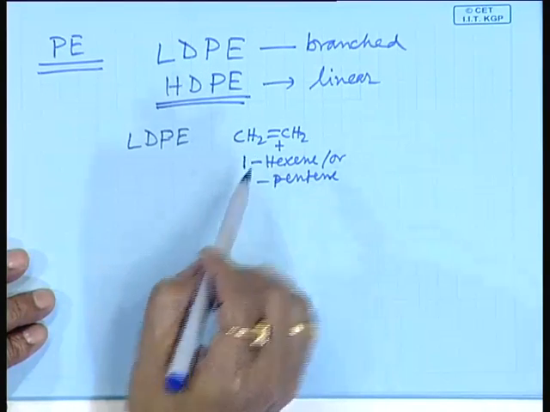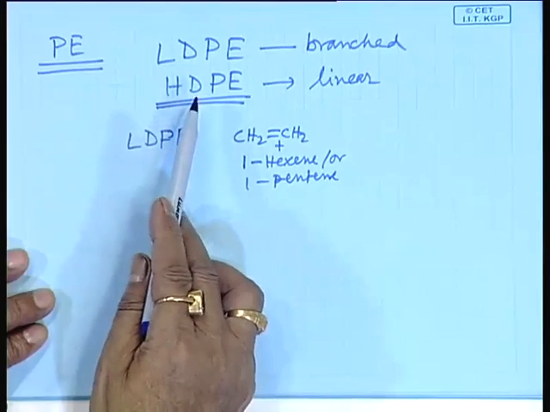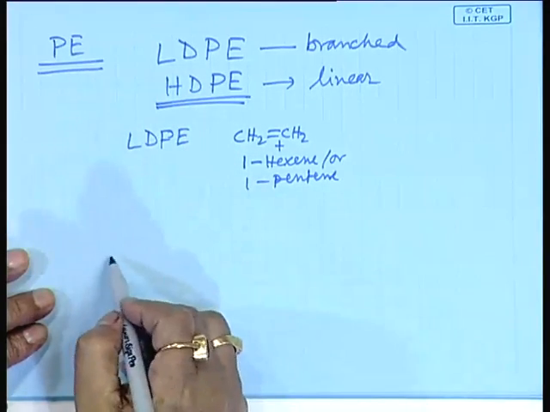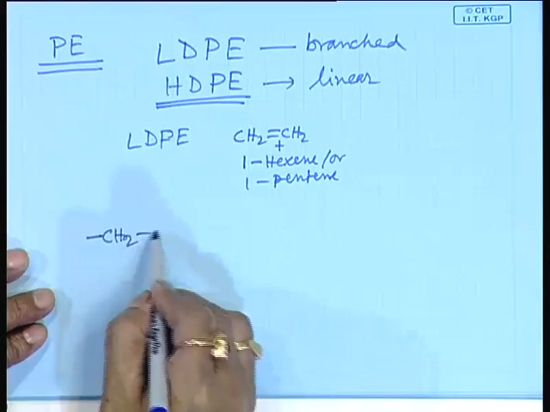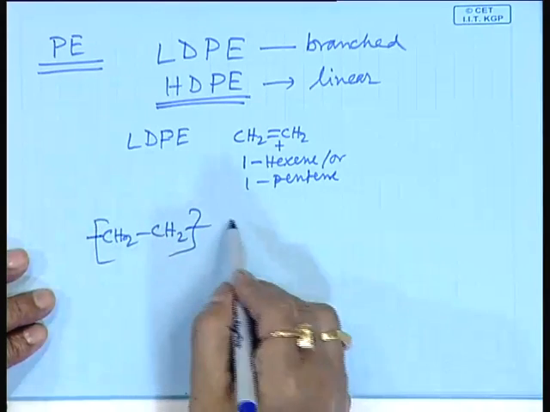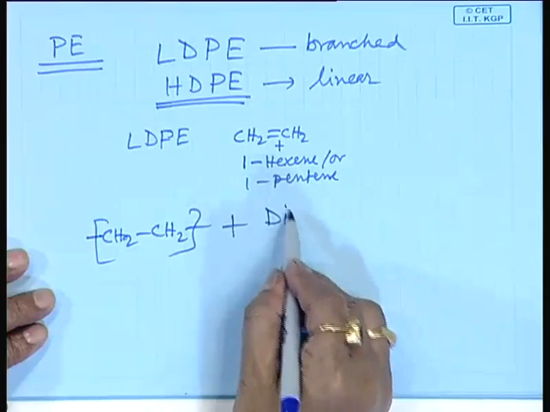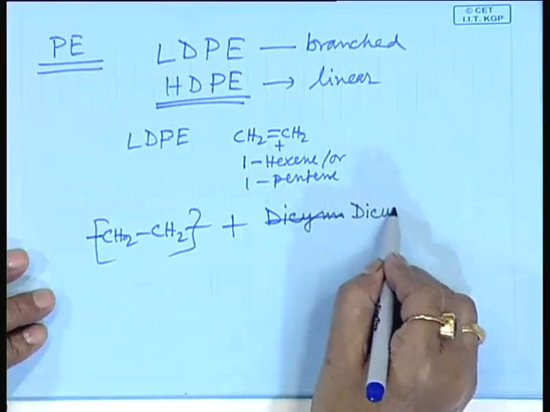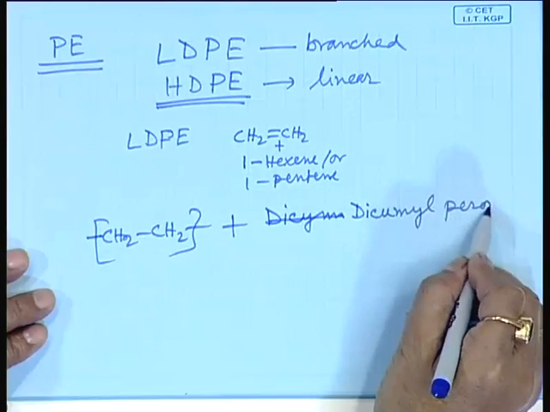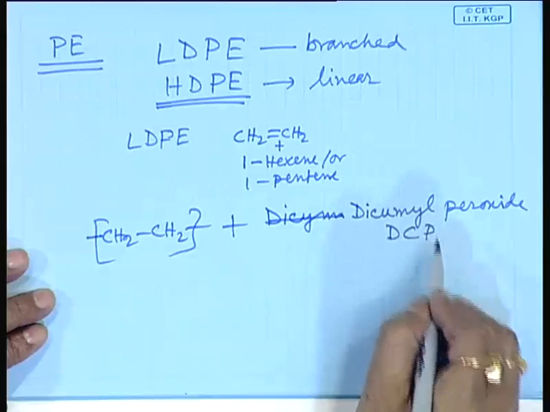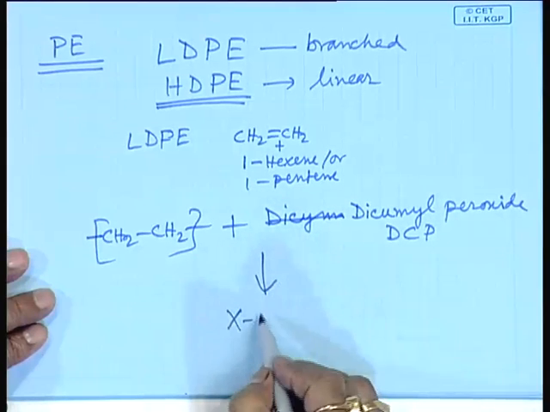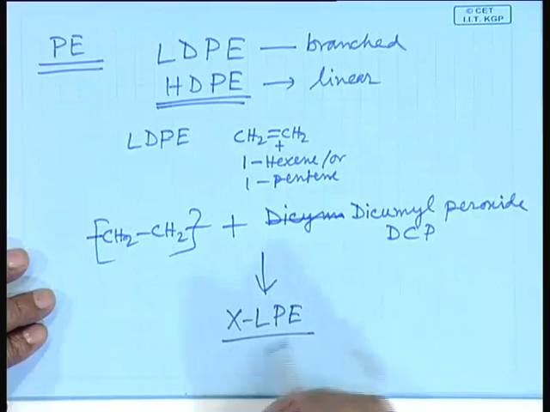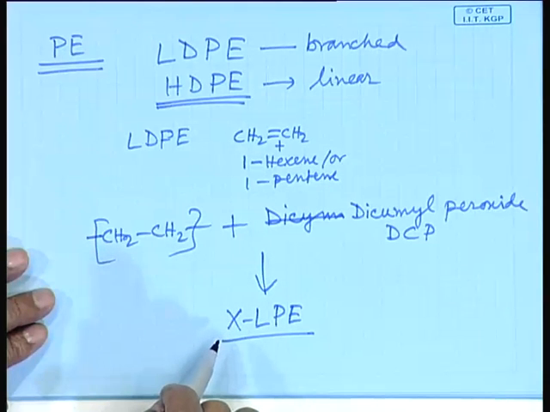Okay. And these linear polymers can also be cross linked. Say if you take polyethylene, use some peroxide, DCP, you get cross linked polyethylene, XLP, like vulcanized rubber.